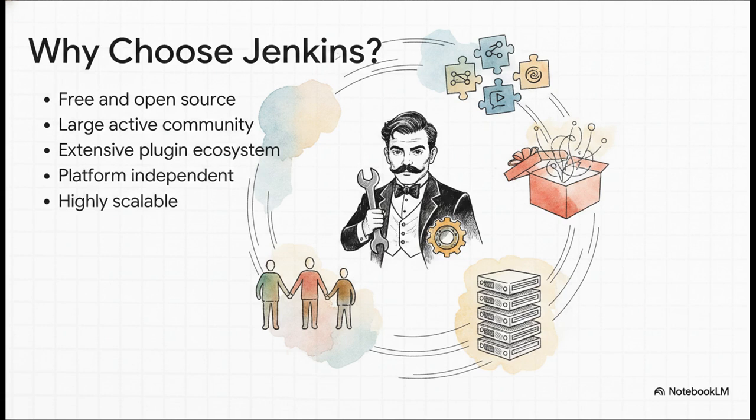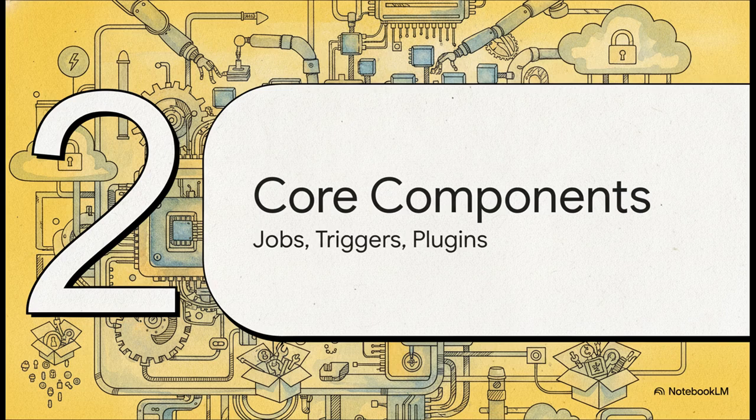Well, first off, it's completely free and open source, so no massive licensing fees, which we all love. Second, it's got a huge, highly active community. But the real game changer? It's the extensive plugin ecosystem. Jenkins can integrate with almost anything. Git, Maven, Ansible, Slack, you name it, there is probably a plugin for it. It's also platform independent and highly scalable, meaning you can easily add multiple nodes to run builds across different machines without breaking a sweat.